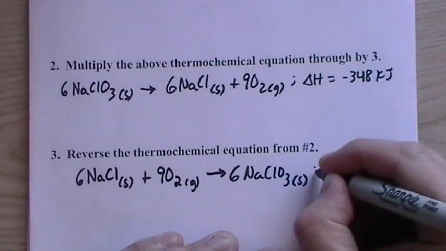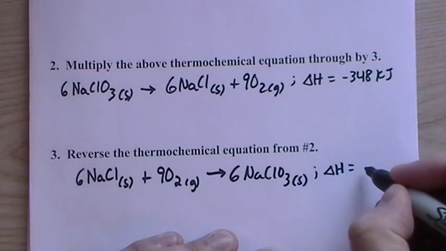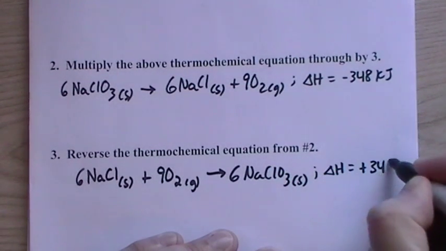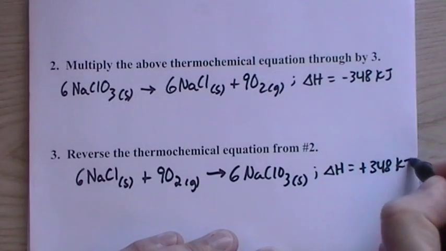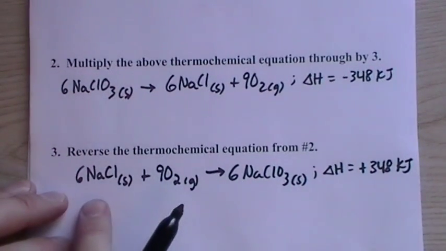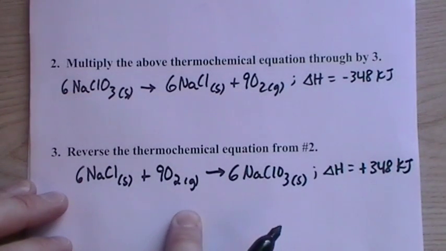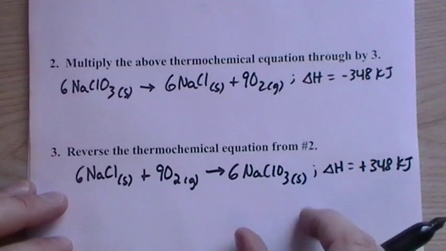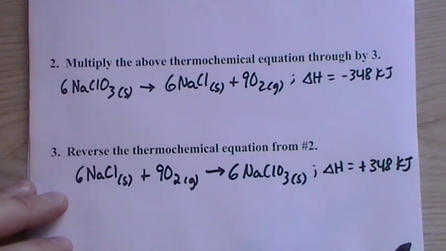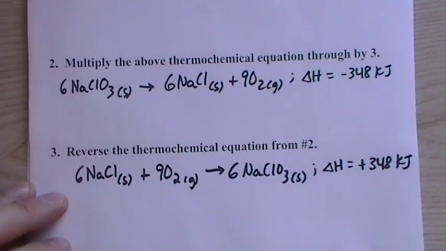When you flip a reaction around, then the sign has to change on delta H. If it's negative, make it positive. If it's positive, it's negative. What that means is that instead of going from sodium chlorate to its sodium chloride and oxygen, we're putting them back together. So the heat that was given off is essentially, by flipping around, means that we've put the heat back into the system to bring these guys back together into the original reactants.